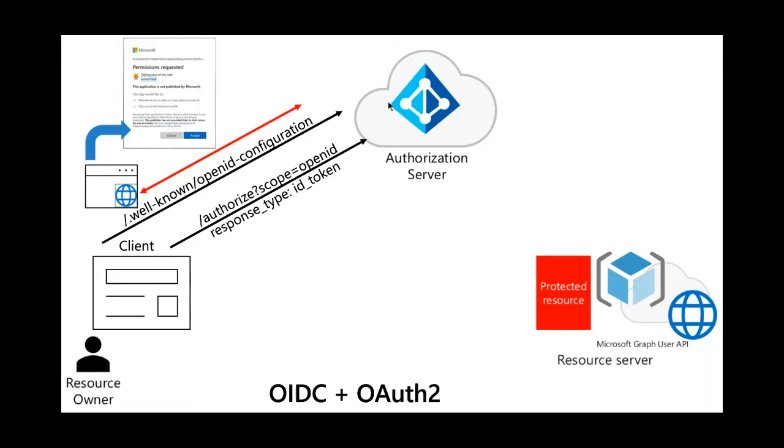And then the authorization server will present a sign-in dialog to the resource owner, to the user. And there they will give permission to the application and say the application wants to sign in as the user and read their profile. So they have to consent. So once the user gives consent, the authorization server will then redirect back to the client with an auth code.